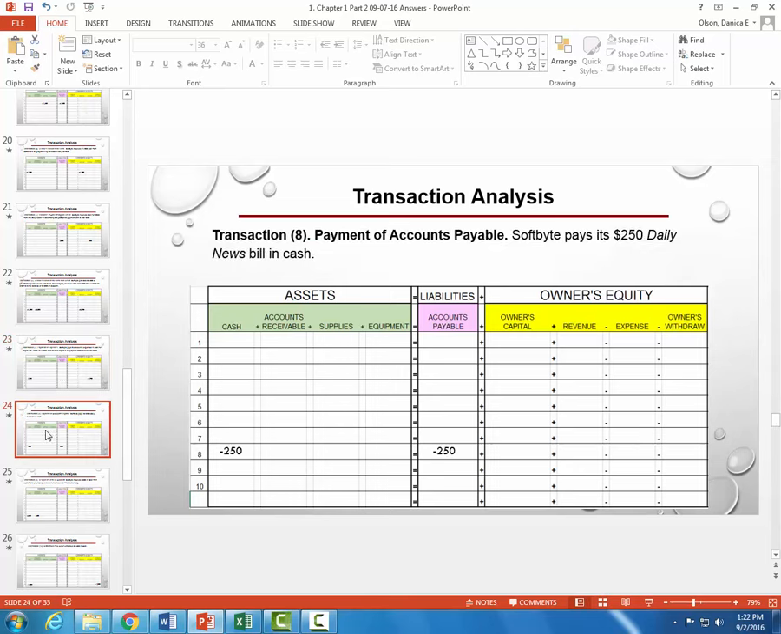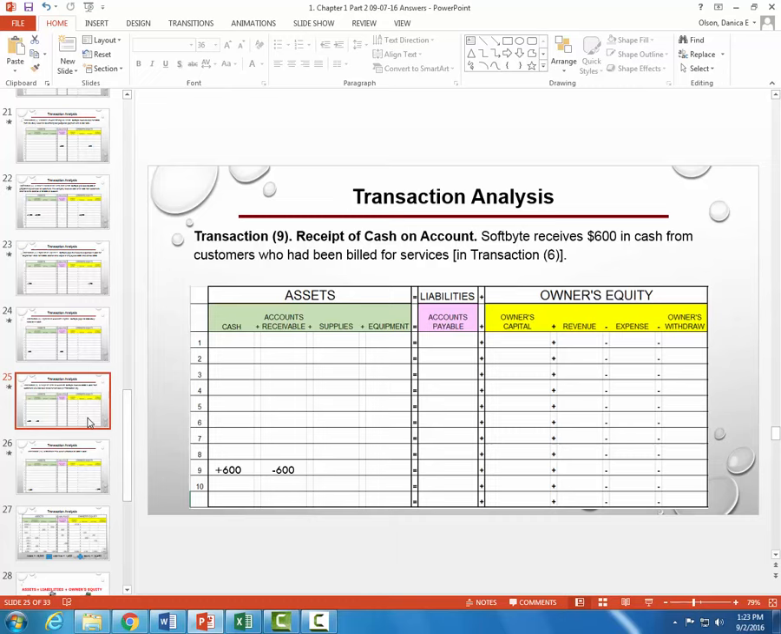Transaction 8. A payment of accounts payable. SoftBite pays its $250 Daily News bill in cash. This causes the cash account to decrease by $250 and the liabilities account to decrease by $250.